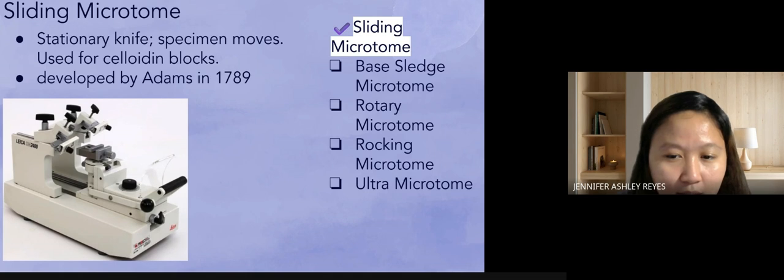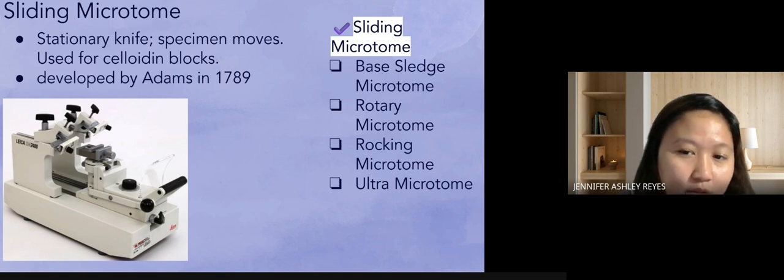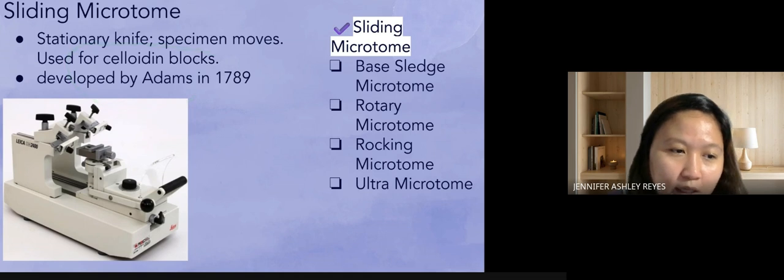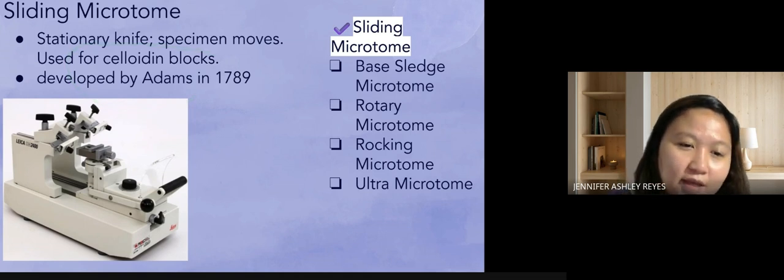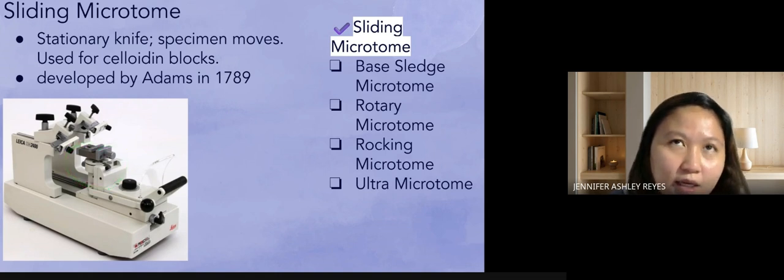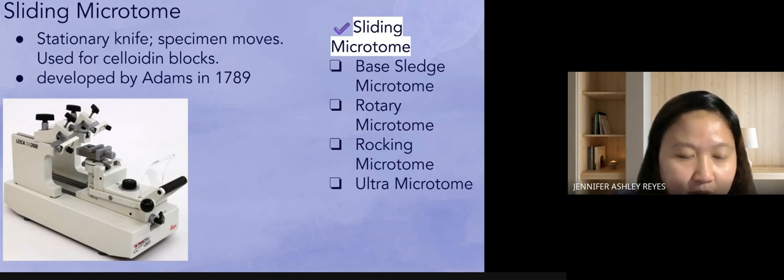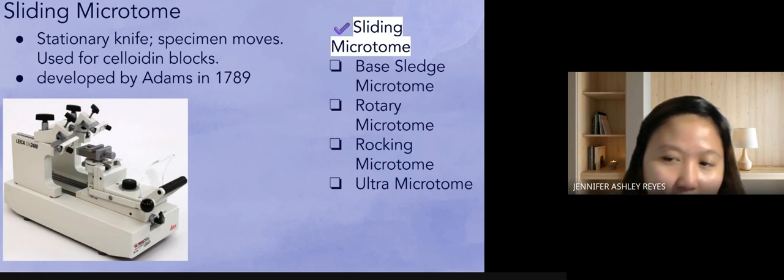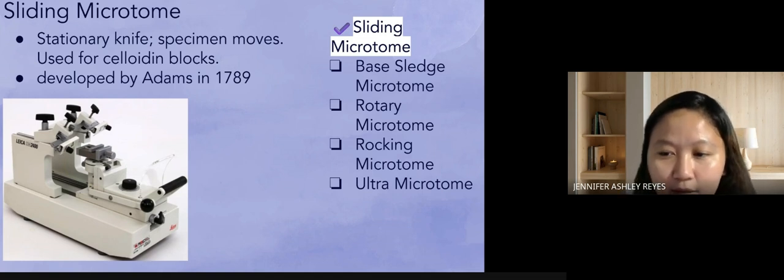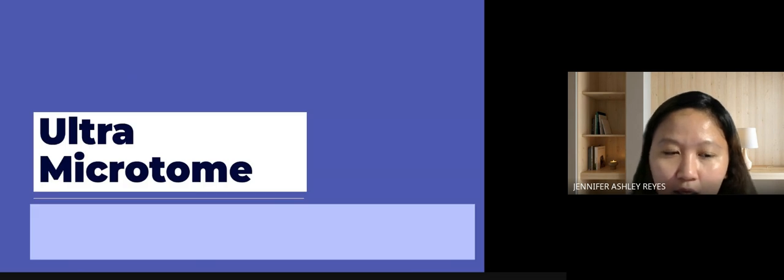So here, the block slides horizontally, and it is still used today for celloidin blocks because they're too soft and can be too thick for rotary or sledge types. Because of the block movement, you are able to control it visually, and that can be favorable for thick and delicate materials, for example, kailangan nyo for research. The knife, again, remains stationary and the specimen will move beneath it. So that's the sliding microtome.